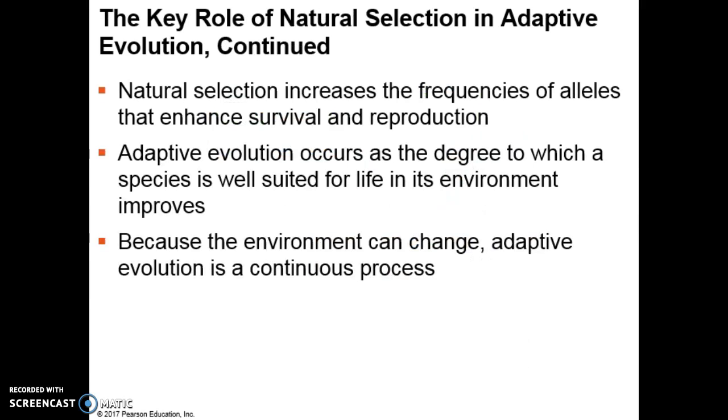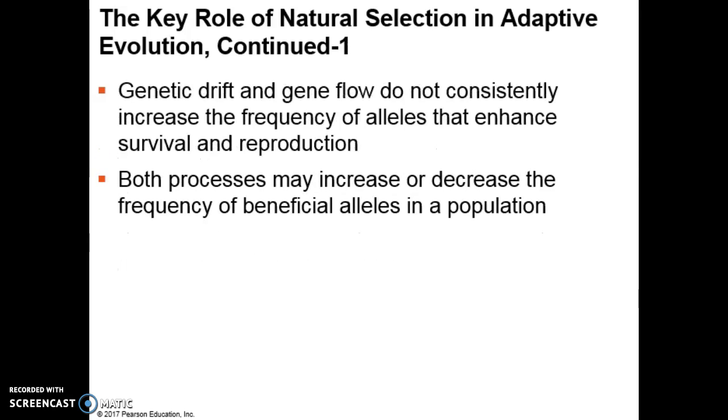So the key role, continued. Natural selection is going to increase the frequencies of these alleles. If you're fit, your genes get passed on. So that should mean that good genes are getting passed on, which means our next generation should be more fit to their environment than the current generation. But if the environment changes, adaptive evolution has to change. We have to adapt differently.